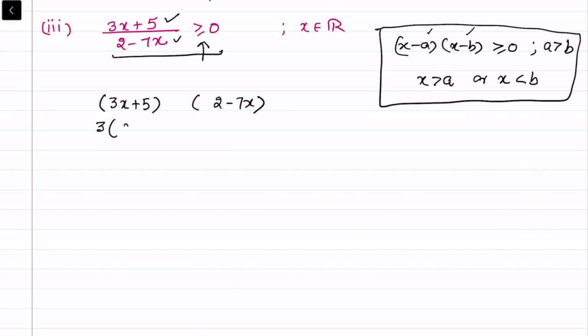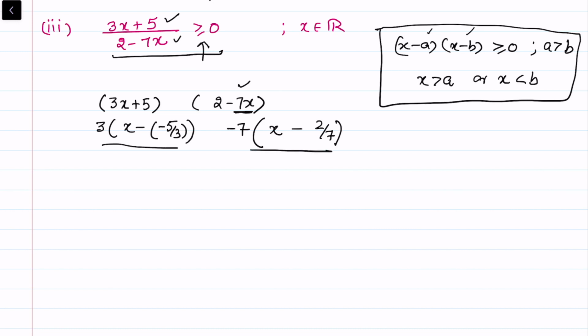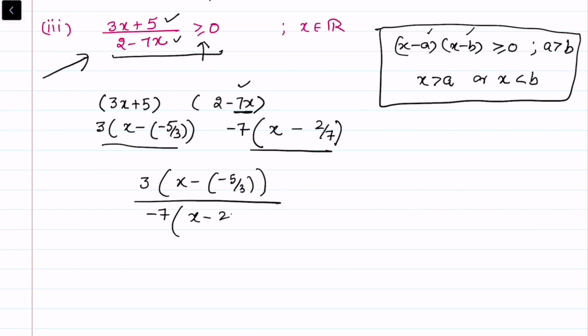Take 3 common from here. I will get x minus of 5 by 3. From this other factor, that is 2 minus 7x, because x is with the negative sign, take minus 7 outside. I will get x minus of 2 by 7. Now when I substitute these two factors in the given statement, I have 3 times x minus of minus 5 by 3, and in the denominator I have minus 7 times x minus of 2 by 7.